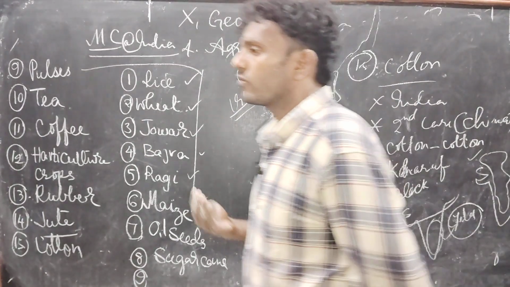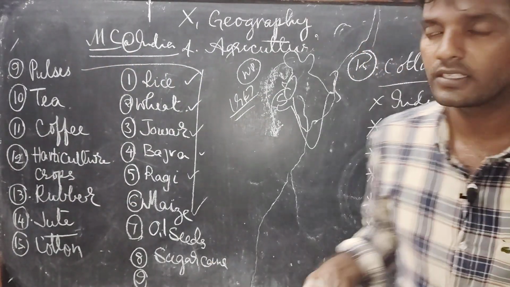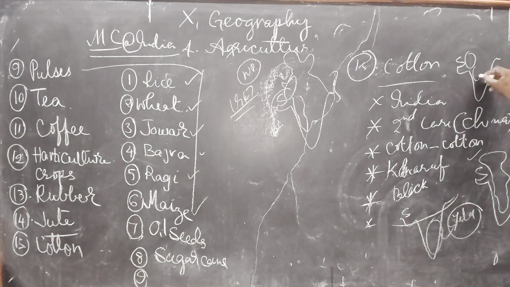And what are the cotton producing states in India? Already we did Gujarat, Maharashtra, Punjab, Haryana. These are also producing cotton nowadays. And Andhra Pradesh and Telangana, Karnataka and Tamil Nadu. These states are producing more cotton.